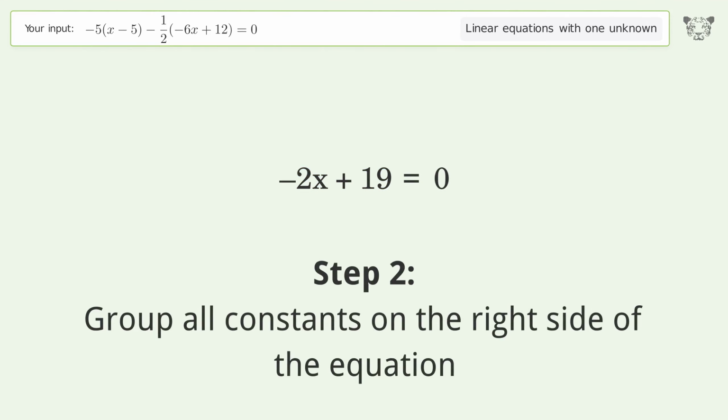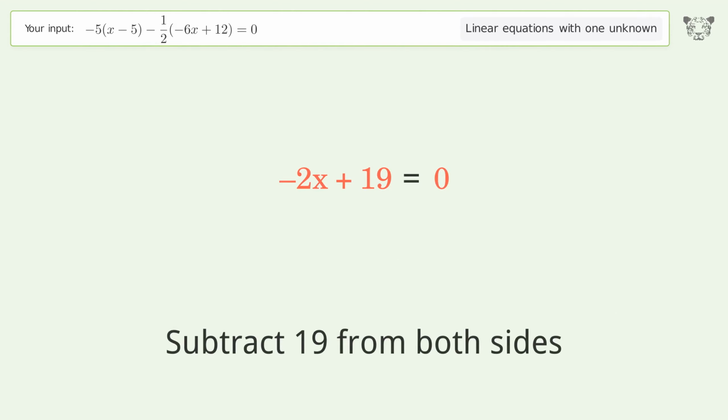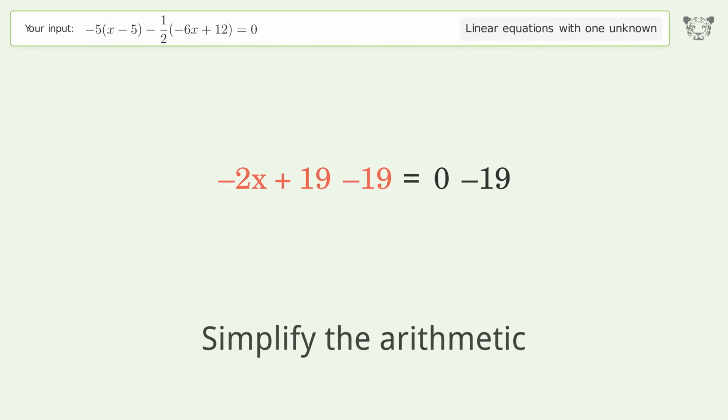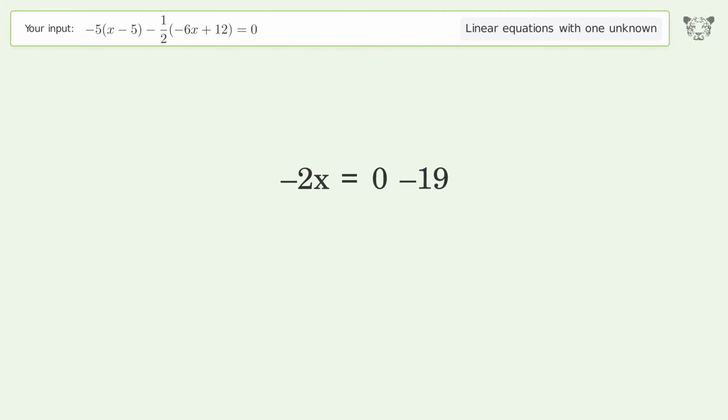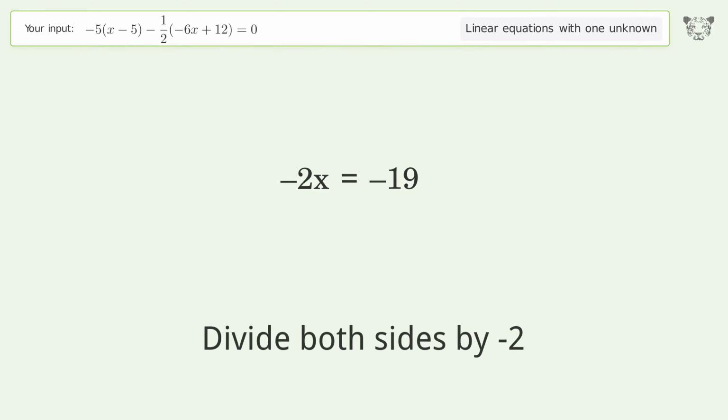Group all constants on the right side of the equation. Subtract 19 from both sides. Simplify the arithmetic. Isolate the x. Divide both sides by -2.